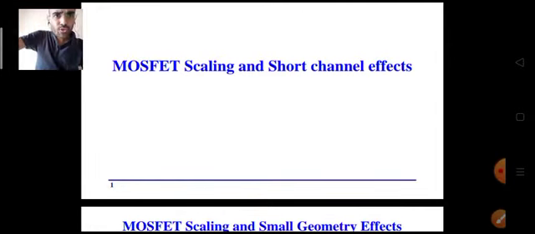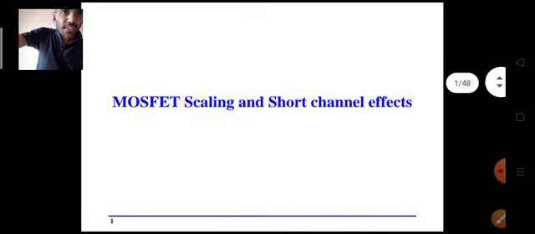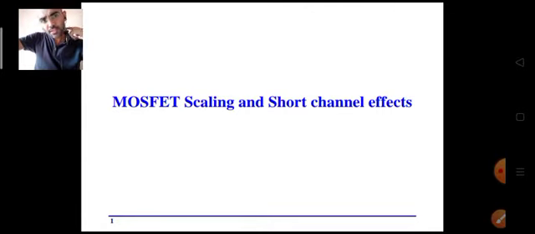So today we are going to discuss scaling of the MOSFETs, and if time permits, we will also discuss the short channel effects. As far as MOSFET scaling is concerned, you know about the MOSFET, and in the last few classes we have discussed the threshold voltage of the MOSFET and what factors it depends upon, right? But if we discuss scaling, then what do we mean by scaling basically?